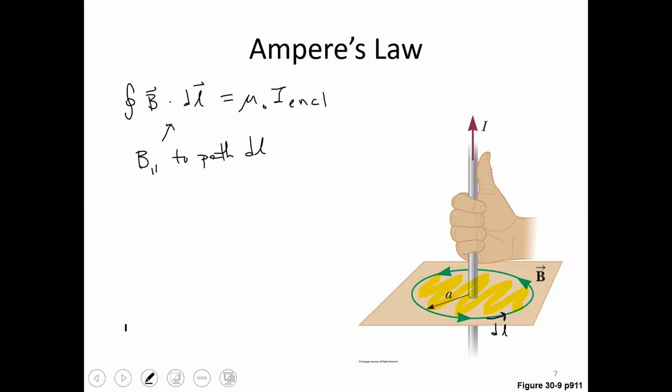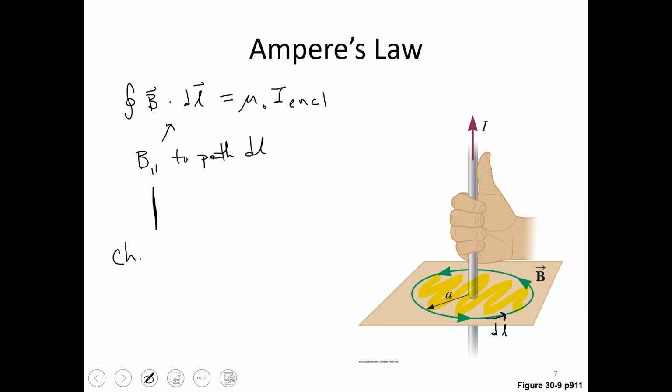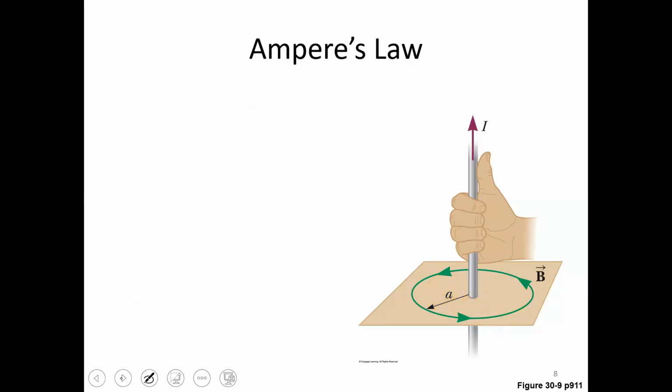The trick to using Ampere's law is to choose lengths so that our magnetic field that's parallel to those lengths is a constant. If that magnetic field is a constant, we can turn this dot product into simple multiplication and we can pull that constant out of the integral. That's where it really gets useful. So we need symmetry for Ampere's law to be super useful.